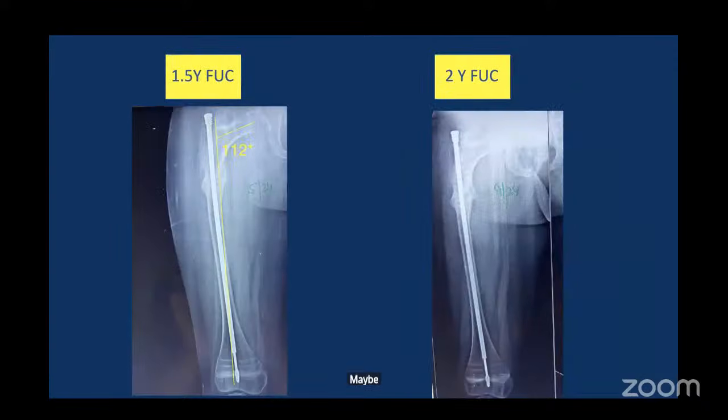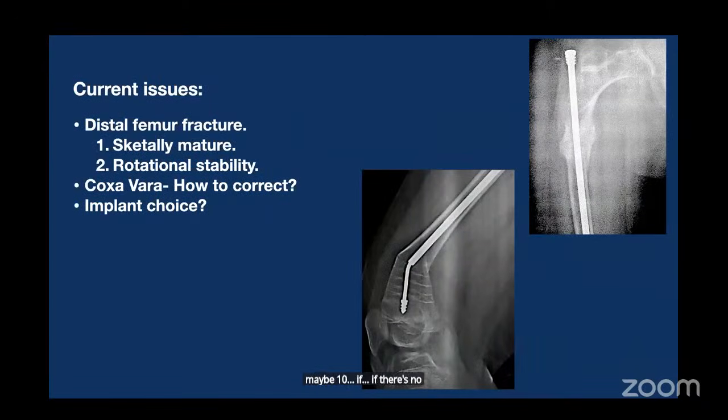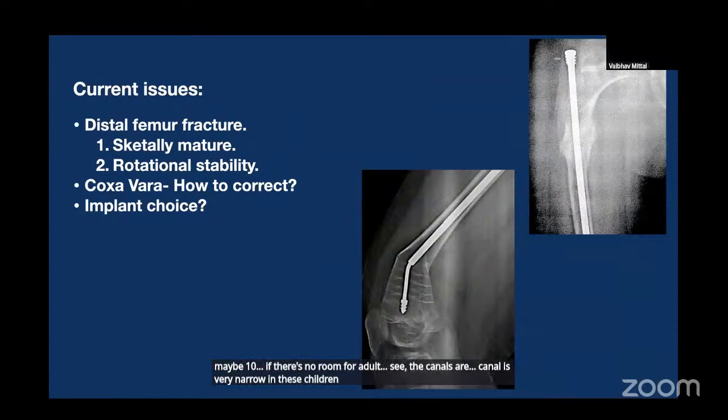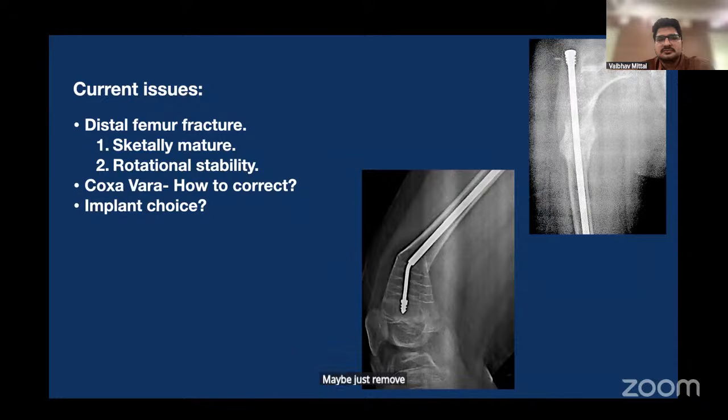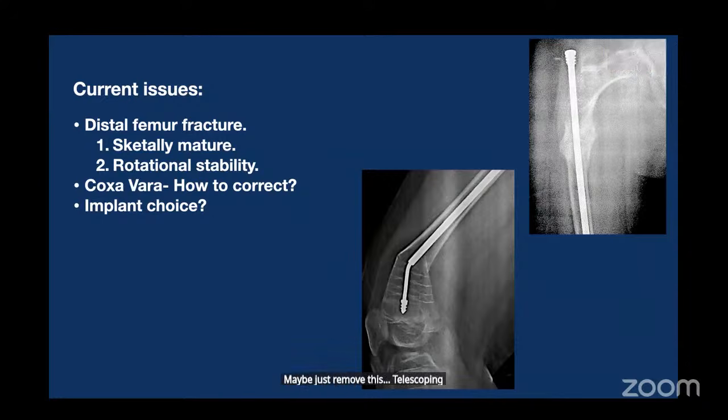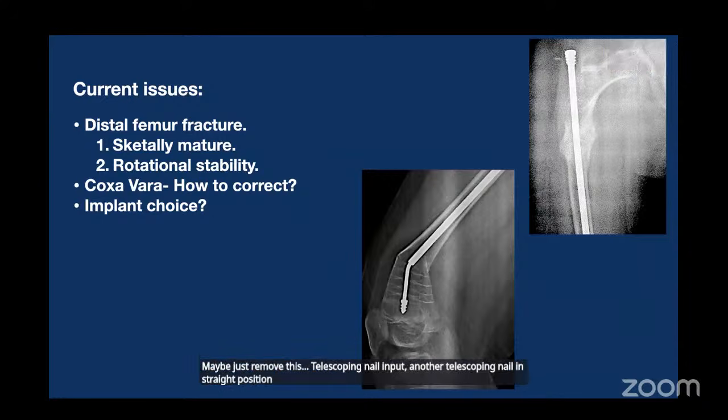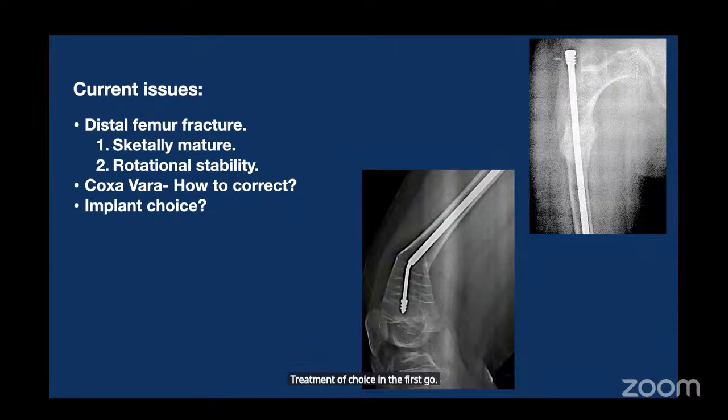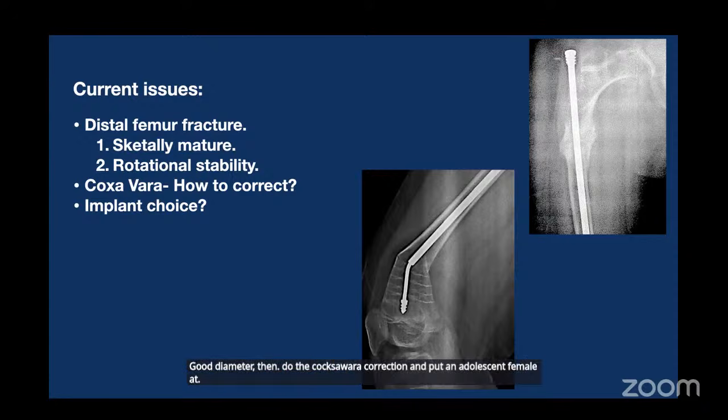Maybe a 10, if there's no room for adults. See, the canal is very narrow in these children. Maybe just remove this telescopic nail and put another telescopic nail in straight position would be my treatment of choice in the first go. And then once the canal has good diameter, then do the coxa vara correction and put an adolescent femur nail maybe in the future. So that is what I would suggest.